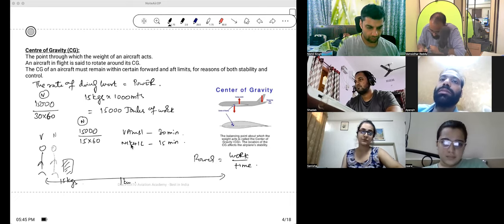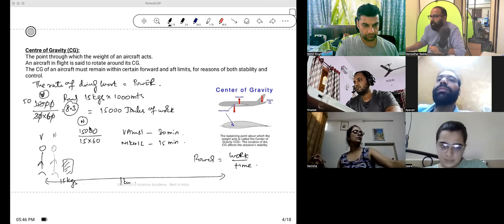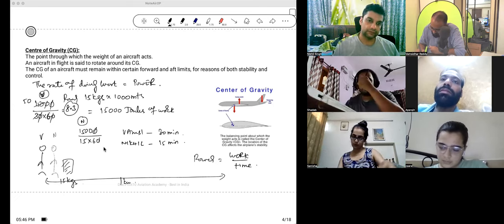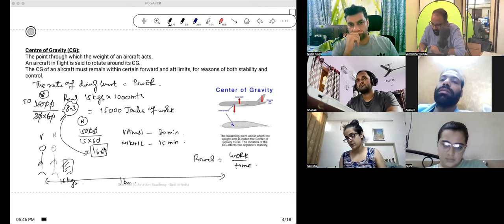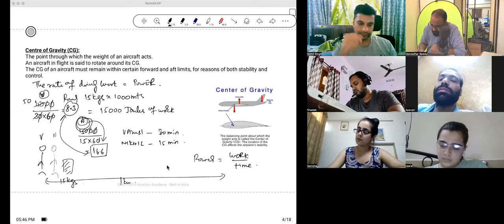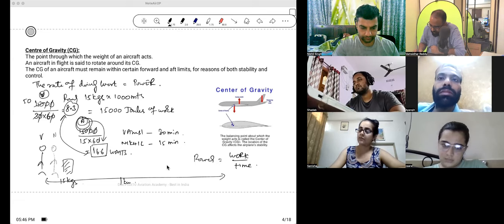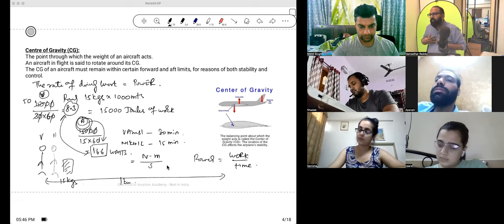What is the power of Vamshi and what is the power of Nikhil? 8.3 is the power of Vamshi. Correct. Now, Nikhil: 16.6. So, whose power is more? When you compare, Nikhil's power is more. Now, power is measured in watts. So, in other words, work in Newton meters divided by seconds gives watts. So my power is 8.3 watts. Nikhil's power is 16.6 watts.